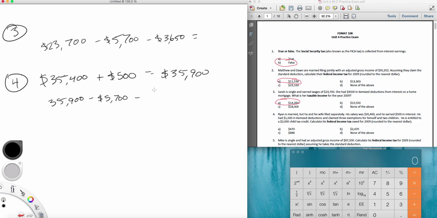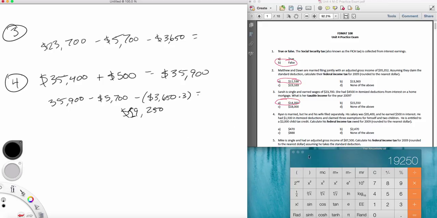Now the exemptions, we can take 3, because it's $3,650 for himself and 2 kids, so we're going to multiply that by 3. And that will tell us our new taxable income from there. So I'm going to go 3,650 times 3 first, and then save that to the memory. Now 35,900, subtract 5,700, and then subtract the memory number, if you recall, and we're at 19,250. So write that down here, 19,250. That actually should be a 1. It's hard to tell, but there we go.